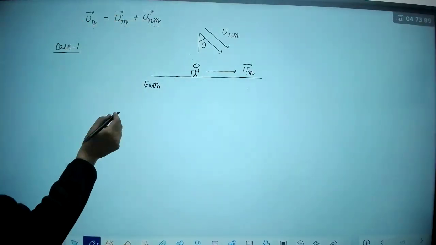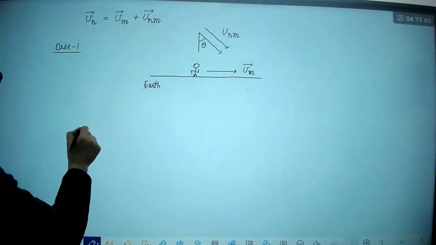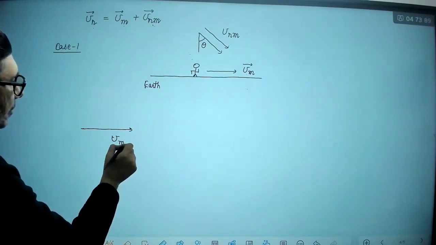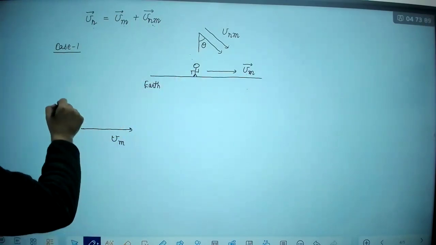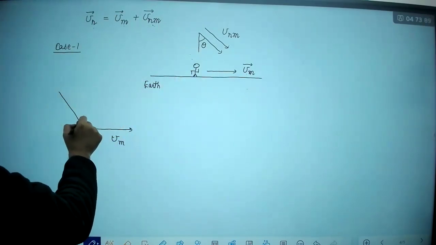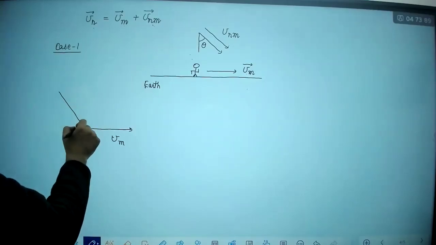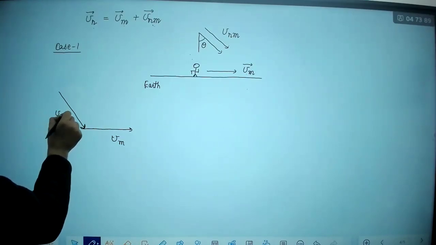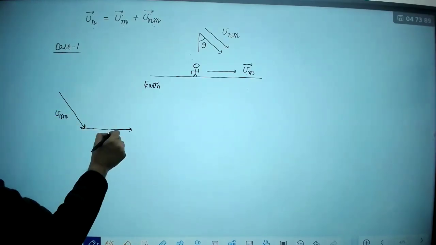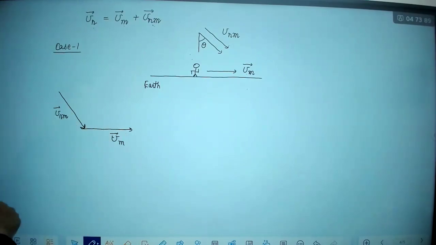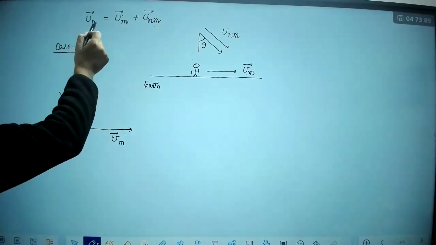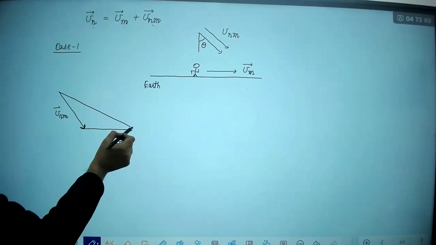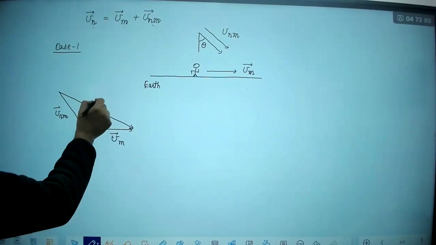So it will be like this. This is VM. Try to understand. I want to add VRM, so I can draw like this. This is the VRM vector. What will be VR? VR will be the vector sum of these two. So this will be the direction of VR. This will be VR.